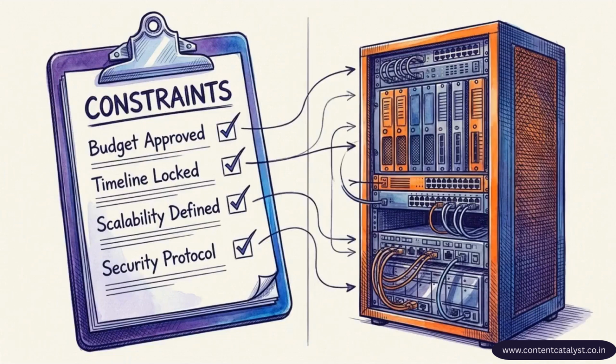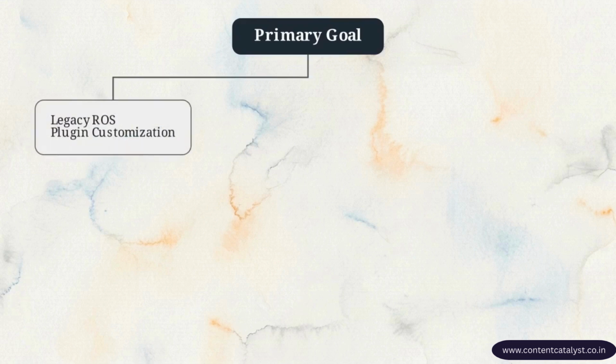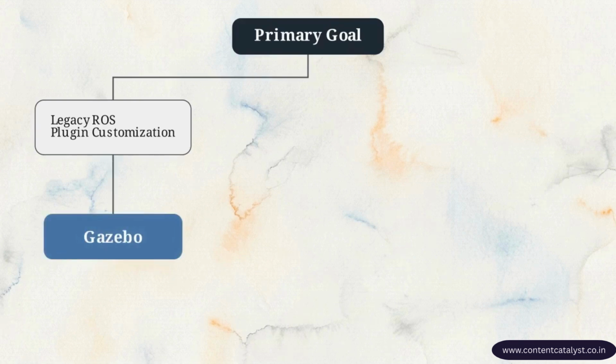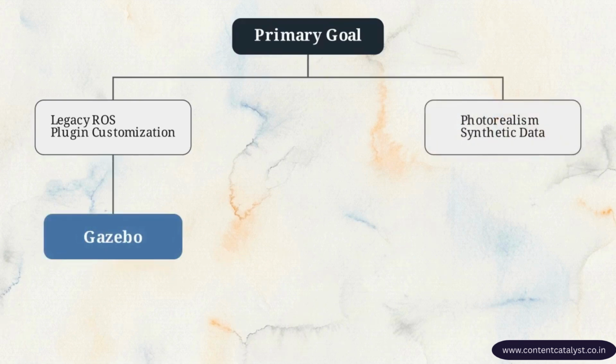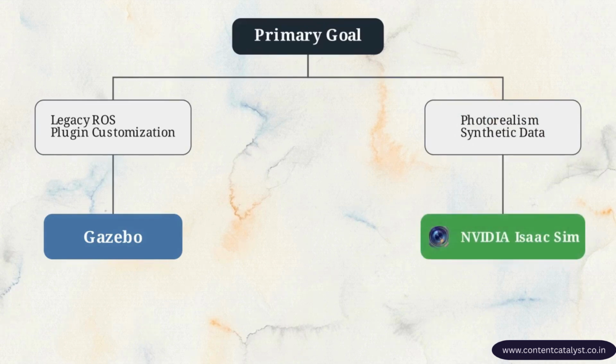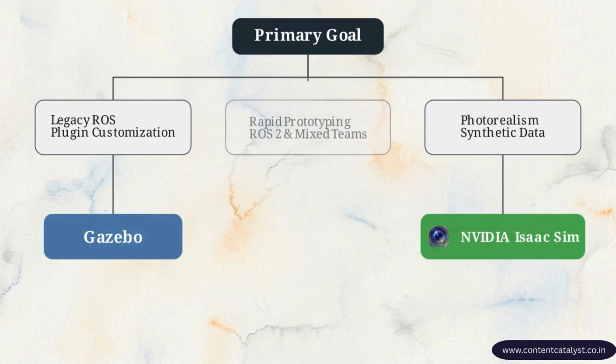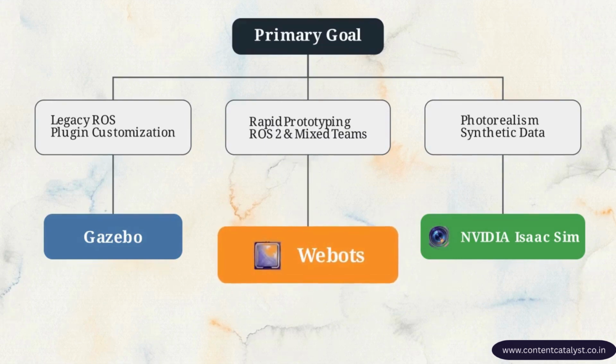Selecting the right simulator depends entirely on matching the specific strengths of a platform to your team's project constraints and existing hardware. Here is how to map that decision. If your project relies heavily on legacy ROS ecosystems and requires deep plug-in customization, Gazebo is the necessary choice. If you are an enterprise team building massive, photorealistic synthetic data pipelines for computer vision, you should invest the GPU power into NVIDIA Isaac Sim. But for rapid iteration, ROS2 navigation prototyping, and mixed team environments, Webots remains the most accessible starting point.